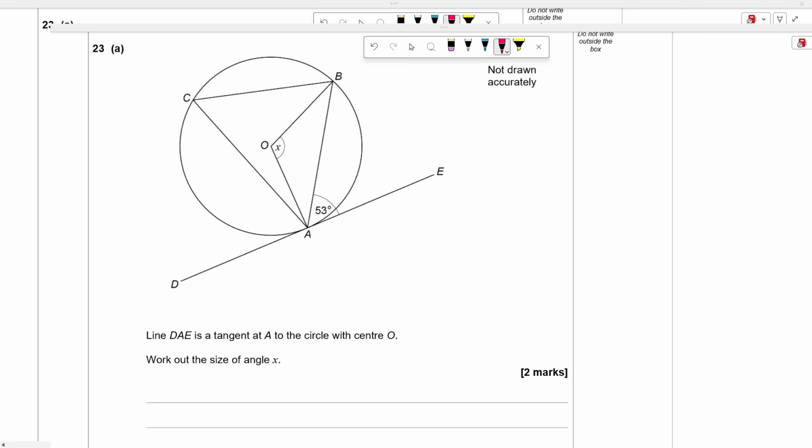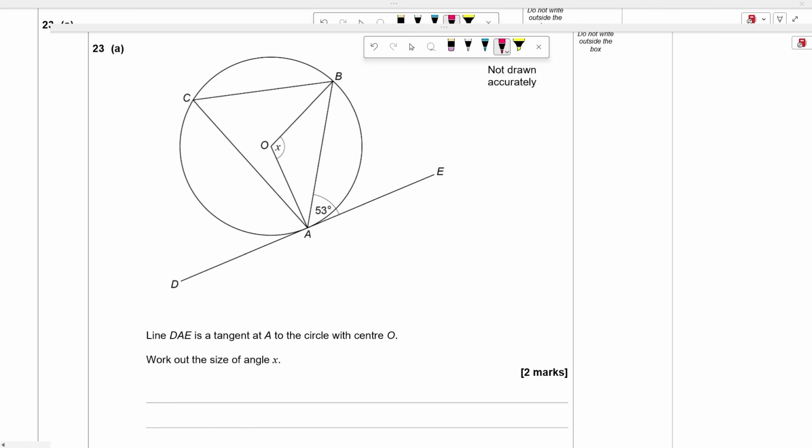So now let's have a look at 23A. 23A says line DAE is a tangent at A to the circle with centre O. Work out the size of angle X. Now in this particular question, we know it's going to be circle theorems, so it's just a case of seeing the question and seeing what circle theorem we can actually see in this particular question.